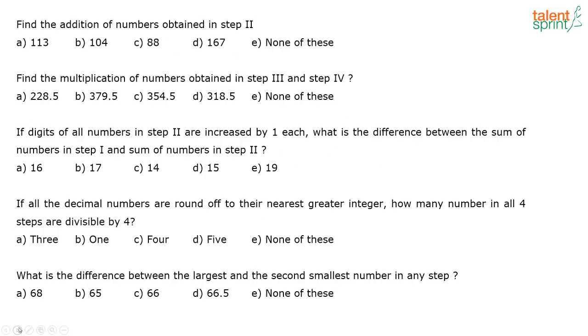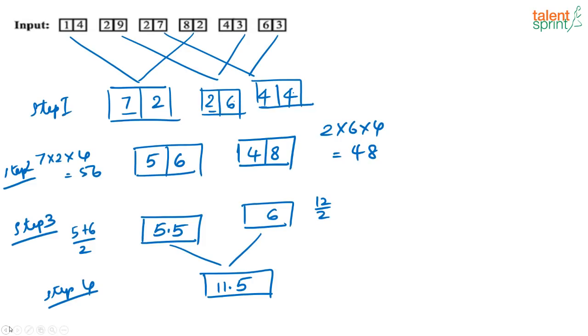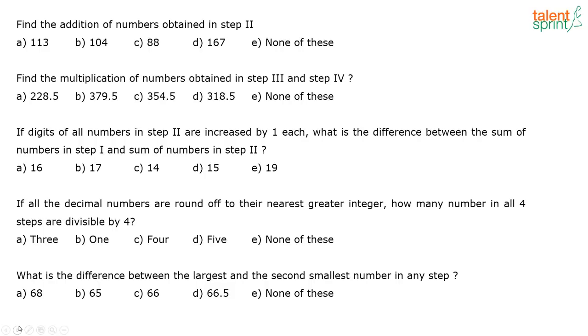The first question, find the addition of numbers obtained in step 2. So in the first question they are asking, everybody is getting the pattern correctly. Good. Find the addition of the numbers obtained in step 2. What is step 2? This is step 2. Find the addition of numbers obtained in step 2 means what you should do? 56 plus 48. Okay. So addition of numbers obtained in step 2 is nothing but 56 plus 48.